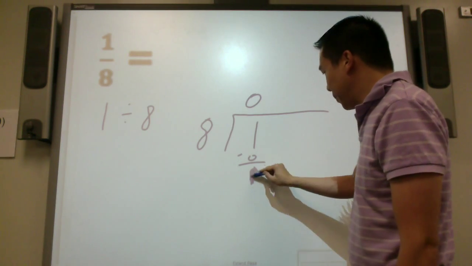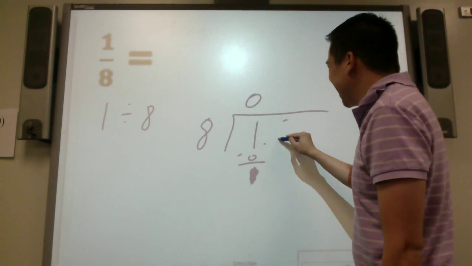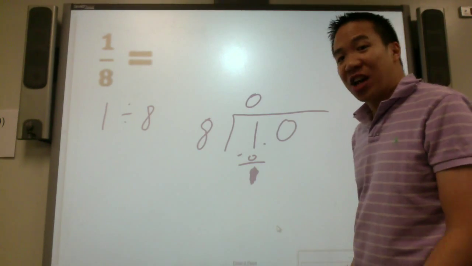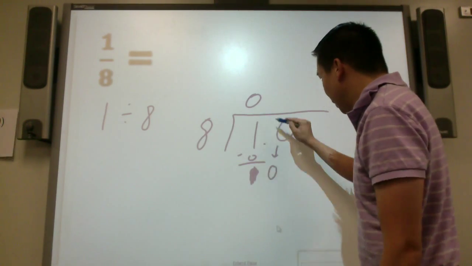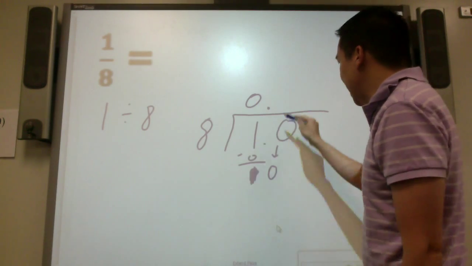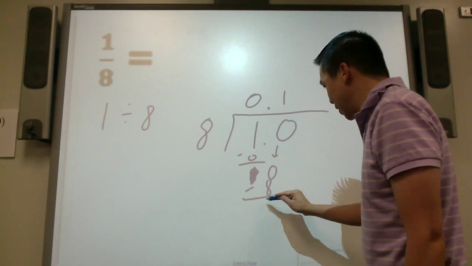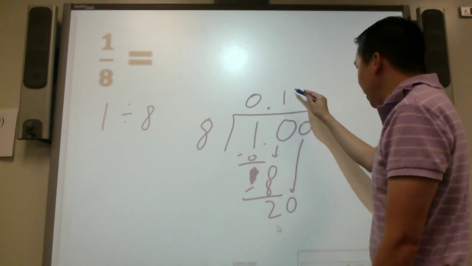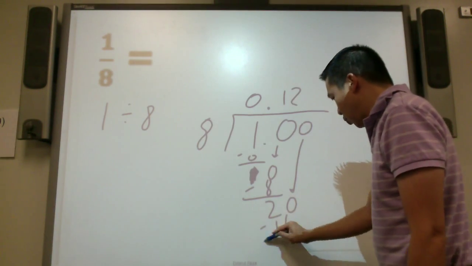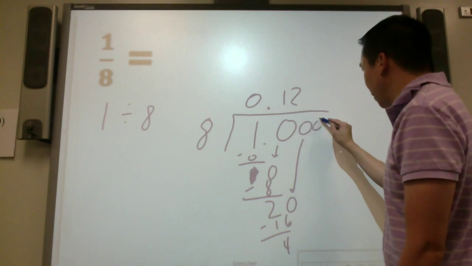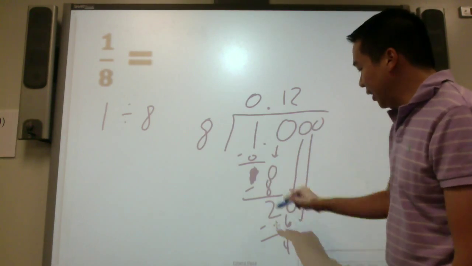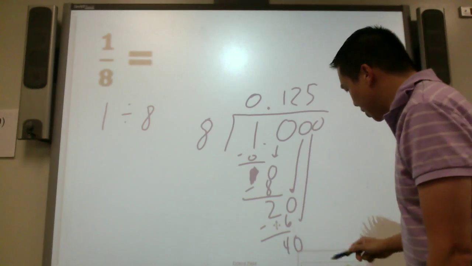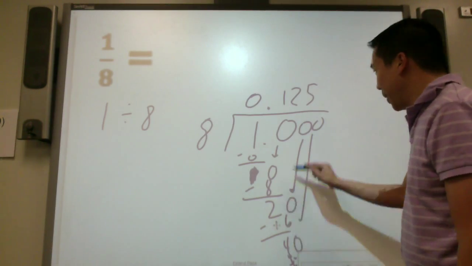1 minus 0 is 1. Add a 0.0. Again, you're not changing its value. Don't forget the decimal here. Can 8 go in 10? 1 time. 10 minus 8 is 2. Let's get rid of that remainder. Can 8 go in 20? 2 times. 20 minus 16 is 4. Get rid of the remainder. Can 8 go into 40? 5 groups. No more remainder.